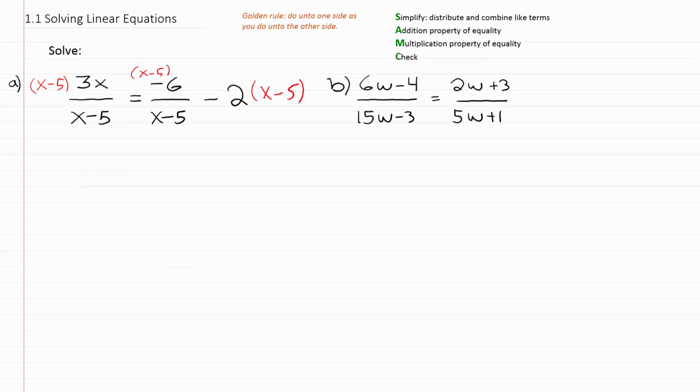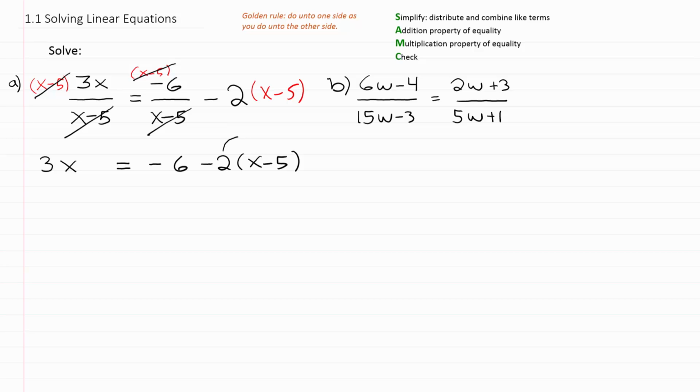Alright, so let's see what that ends up giving us. The x minus 5 here will cancel with the x minus 5 here, leaving only 3x. Then we'll have the equal sign. The x minus 5 will cancel with the x minus 5, leaving you just negative 6. And then we'll have minus 2 times x minus 5. Alright, so now we'll continue with the normal procedure to solve equations, the SAM-C approach, right? Remember, we're going to simplify first, and that means we need to distribute and combine like terms.